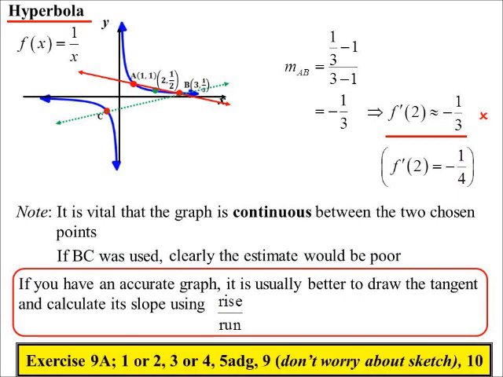So that's where we'll stop for today. We'll obviously later on down the track find better ways of doing it. But at this stage we're just going to be estimating it. So 9A.